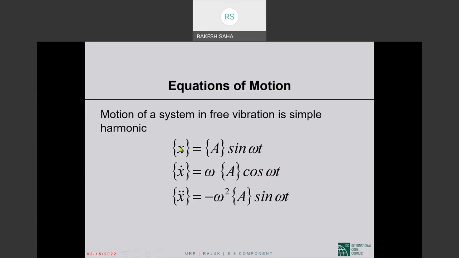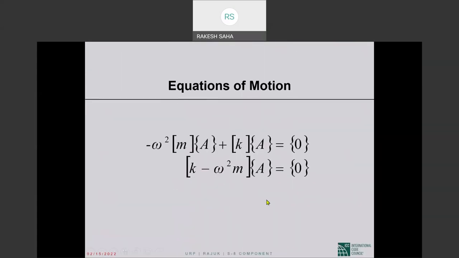So the x can be written as amplitude A times sine of omega t. If we take first differential of that, we'll get omega A cosine of omega t. And if we take a second differential, which will give us acceleration, that would be minus omega squared A sine of omega t. So differential of sine is cosine, differential of cosine is negative sine. Okay, we get the sine back.